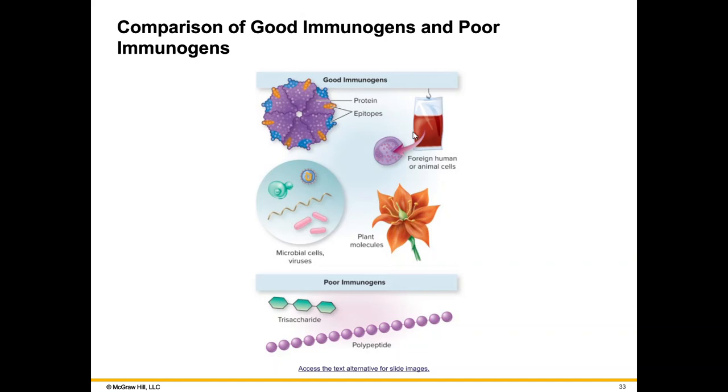Human cells, other animal cells, if we were to inject, just like we talked about earlier, the wrong blood type and transfuse it, it would lead to devastating outcomes. If we took cells from another species and just injected them into our bloodstream, that would not be good. They are very good immunogens, and our immune system will respond. Some poor immunogens would be more simple things, like here we just have a simple trisaccharide, which is a chain of 3 sugars, and then we see just a linear polypeptide chain. It doesn't have any shape to it, so it's not very complex.